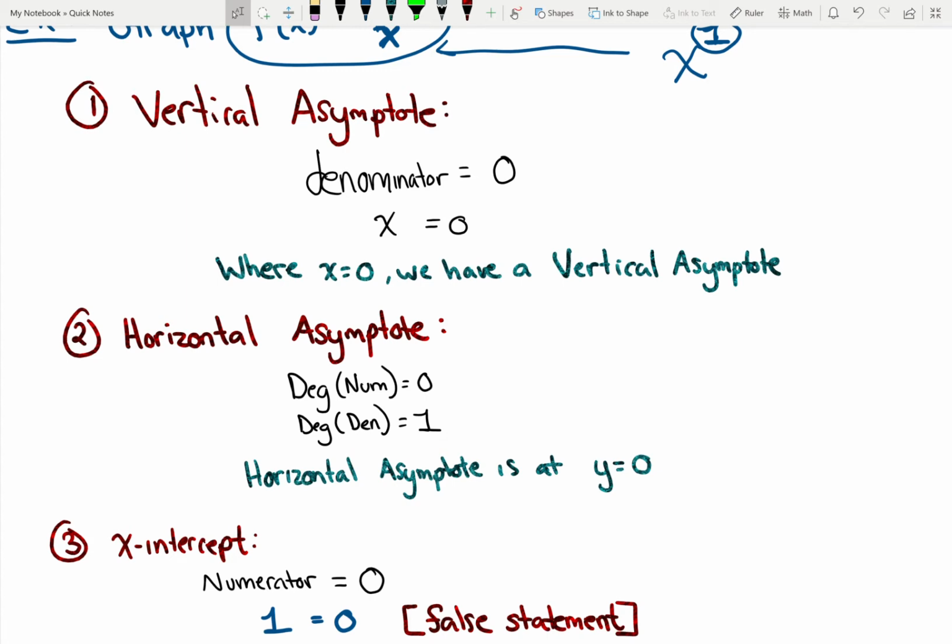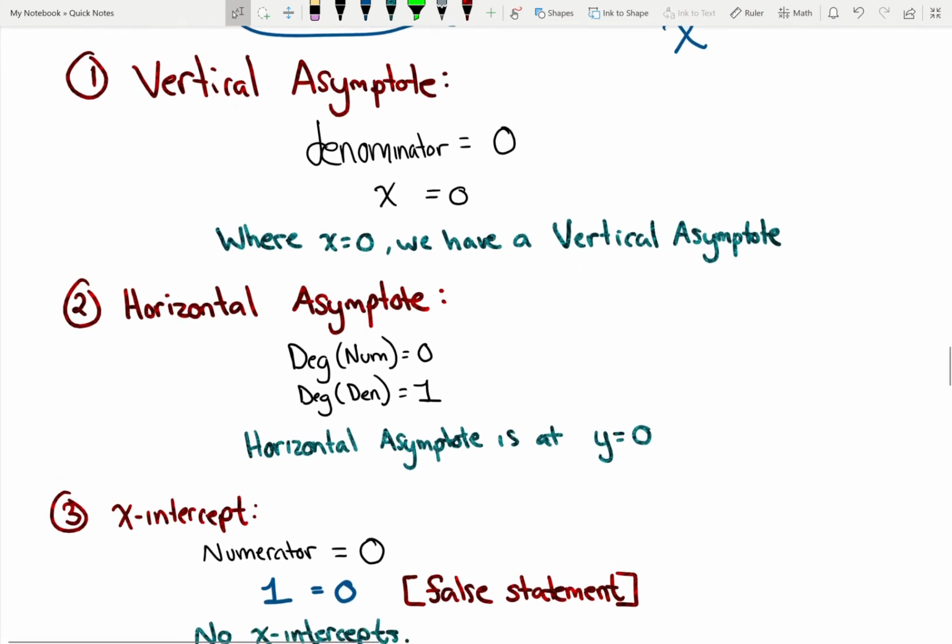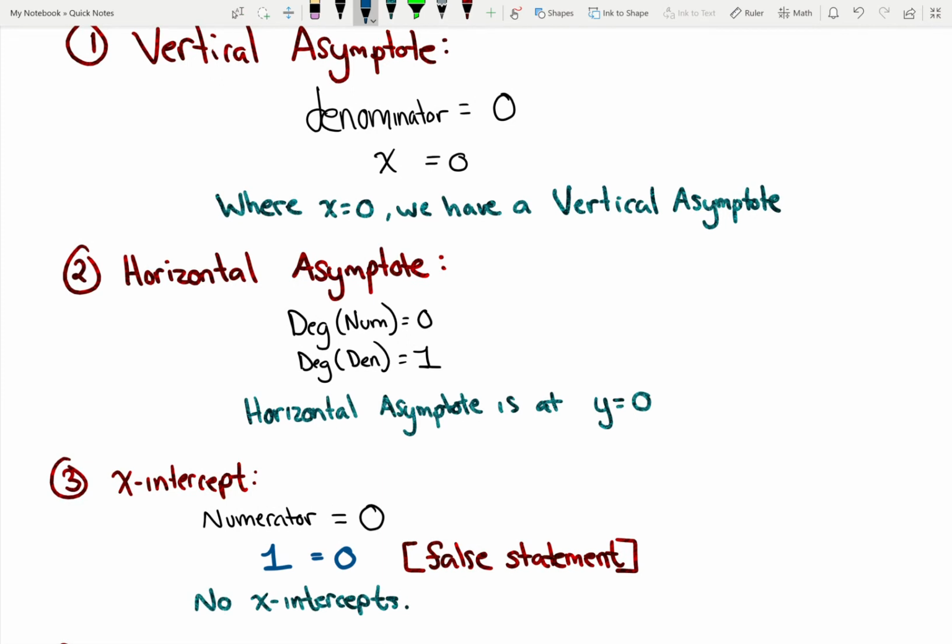Now, you guys have been doing math for a long time. You guys have been living for a long time. The statement 1 equals 0 is not true at all, right? It's a false statement. So anytime you get some sort of weird statement or some false statement at this step, it's just going to tell us that there are no x-intercepts. Okay, so for 1 over x, there are no x-intercepts.